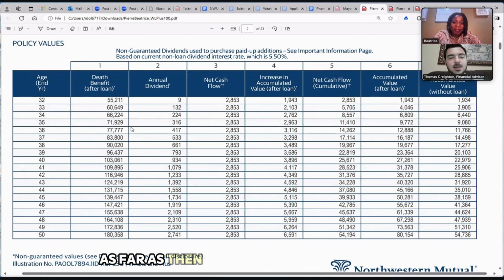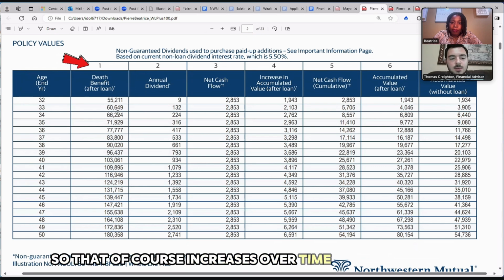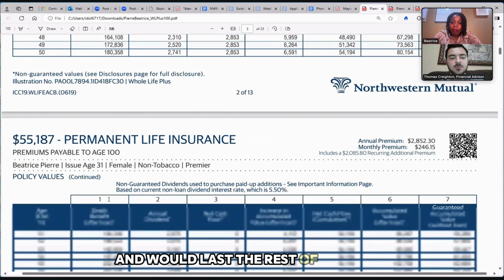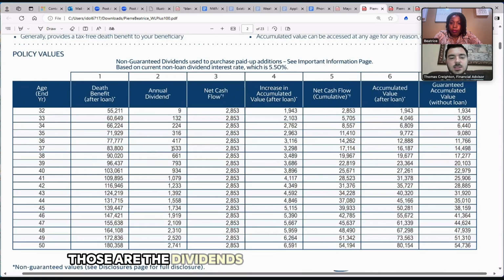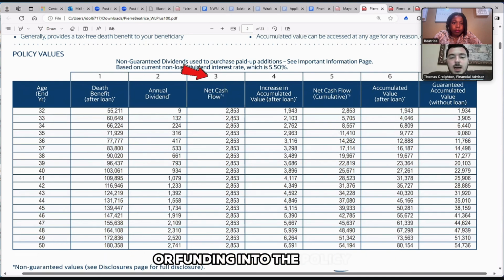As far as going through the columns, column 1 is your death benefit coverage, right? That of course increases over time, as we looked at, and would last the rest of your life. You're always going to have that coverage amount to some extent. Those are the dividends that are being reinvested, column 2. Column 3, your net cash flow, is what someone's paying in or funding into the policy.